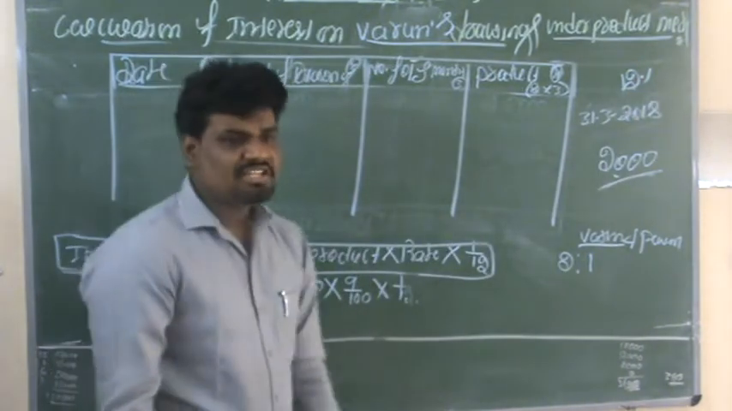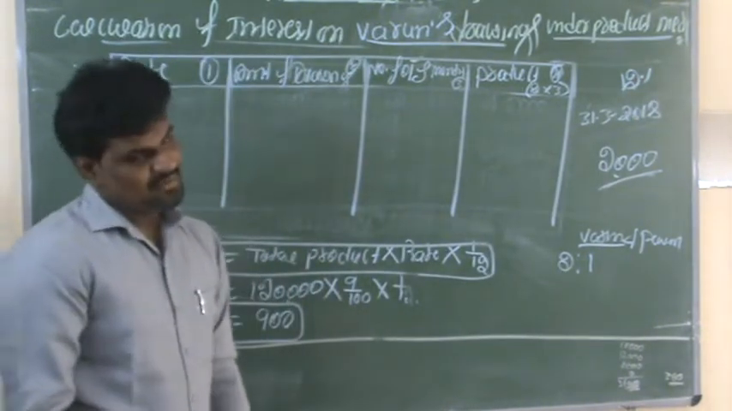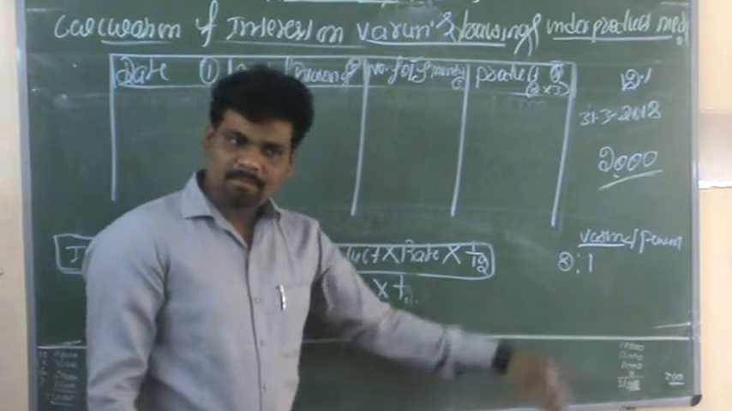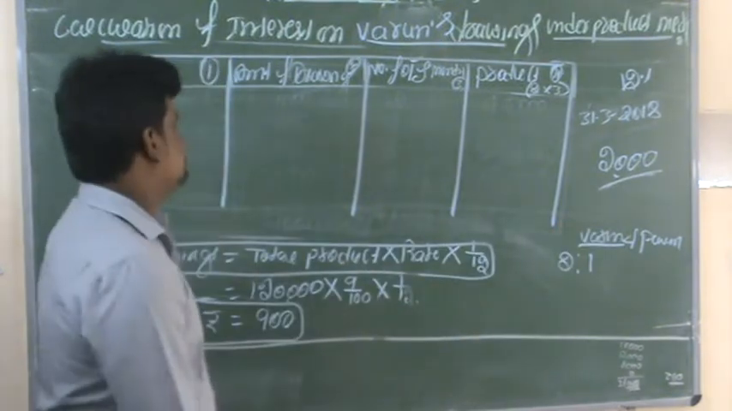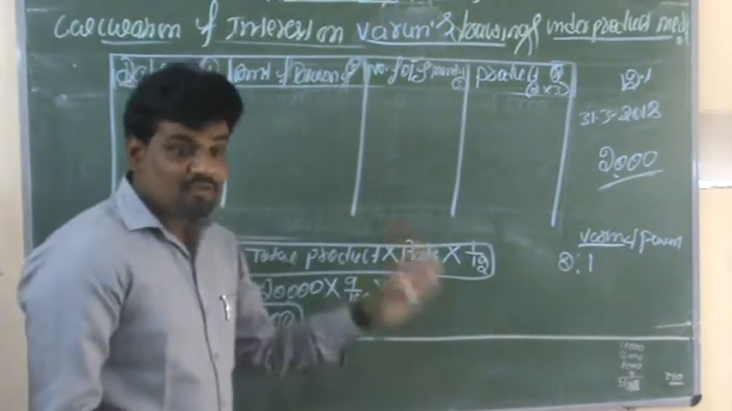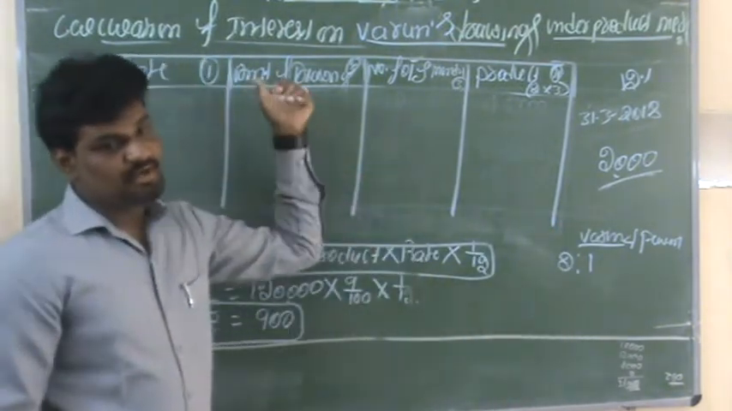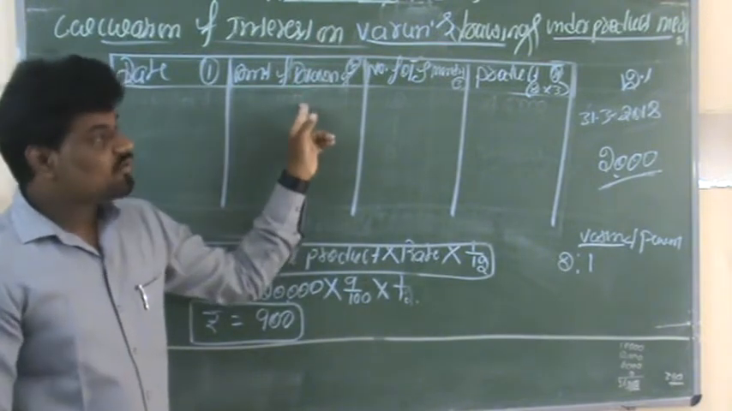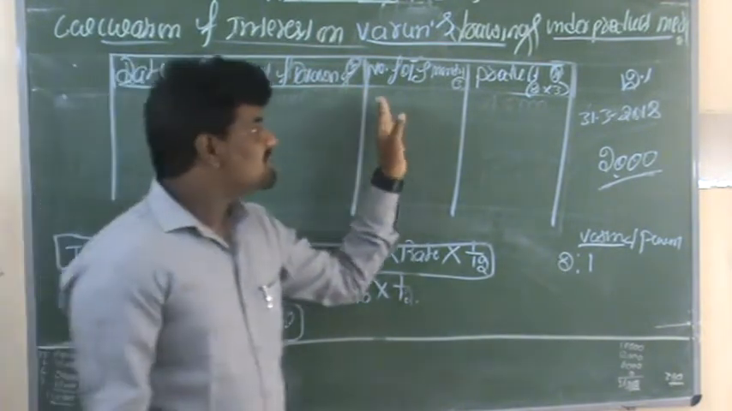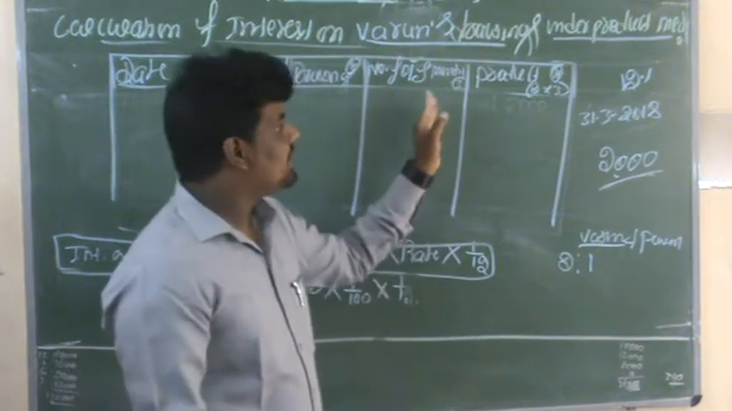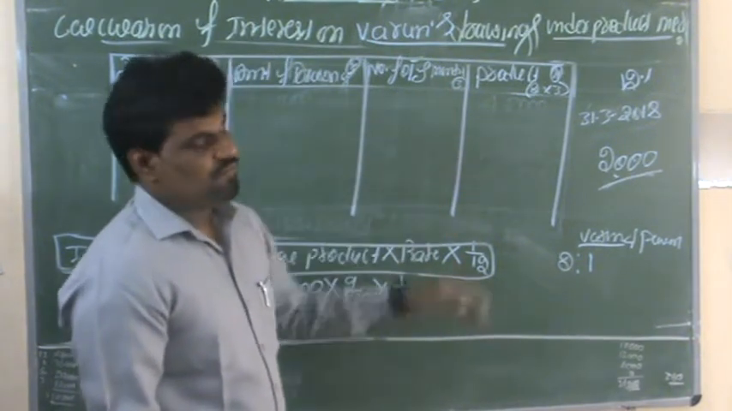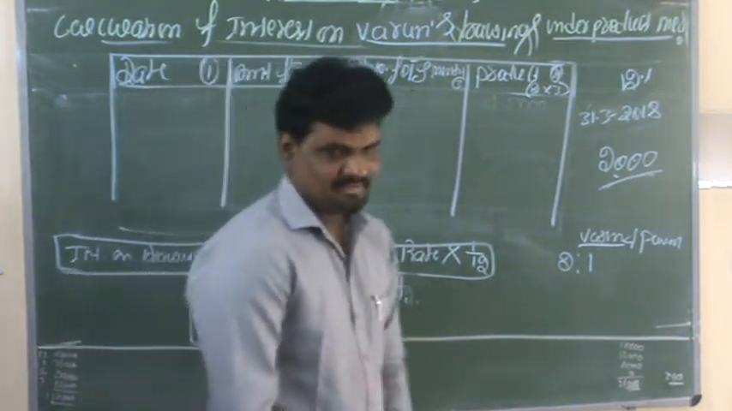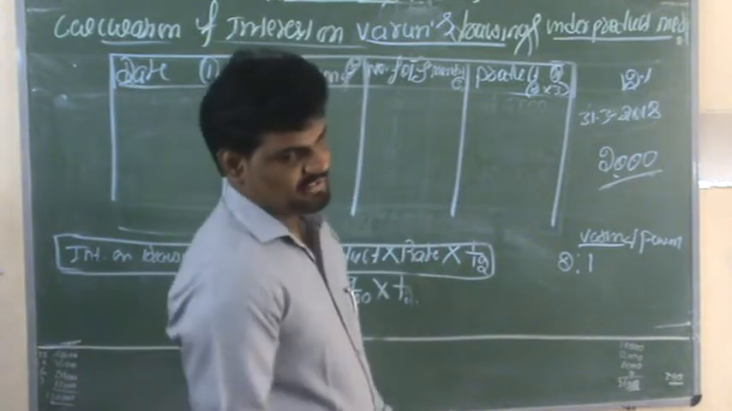For the calculation of these products, again we have to apply the same format as in the previous question. The format contains 4 different columns. The first column is the date of drawings. The second column is the amount of drawings. The third column is the number of outstanding months, and finally the product. So this is the format.